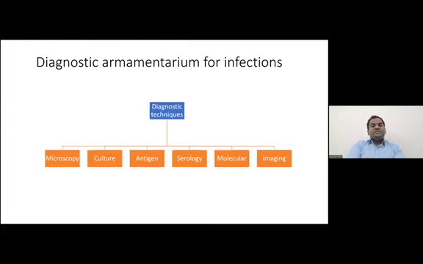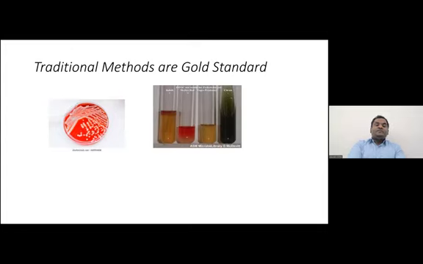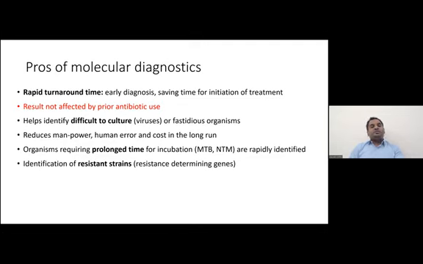So if you look at the diagnostic techniques for ICU infections, we have conventional methods like microbiology and culture. Now we have antigens, some serology, molecular testing, and imaging. So all of these need to be put into the correct perspective to reach a correct diagnosis and correct organism. The traditional methods are basically based on plating and culture and antibiotic susceptibility, but we need to accept that we need new technology, and we need to start embracing this new technology so that we can improve our diagnostic abilities. So once we look at molecular diagnostics, it has pros and cons.